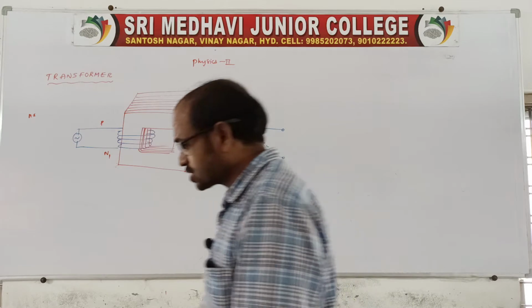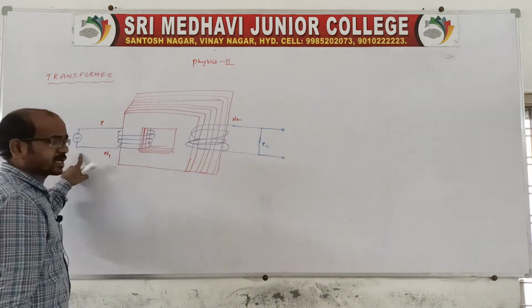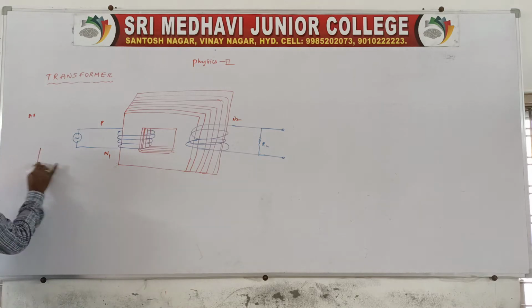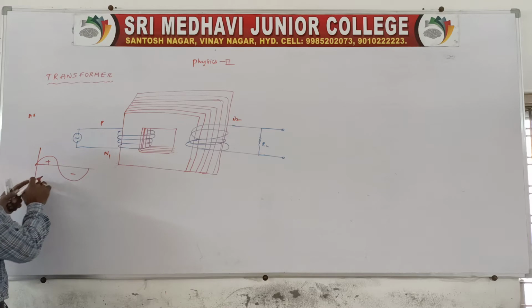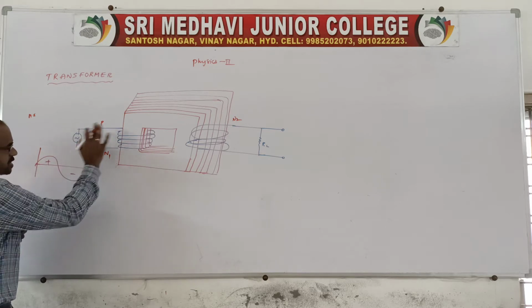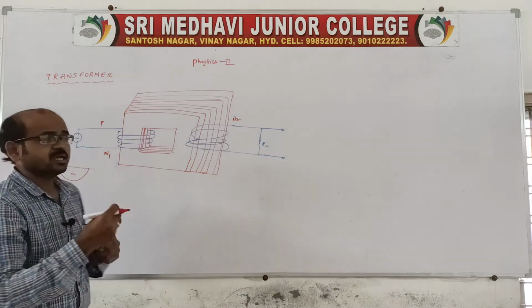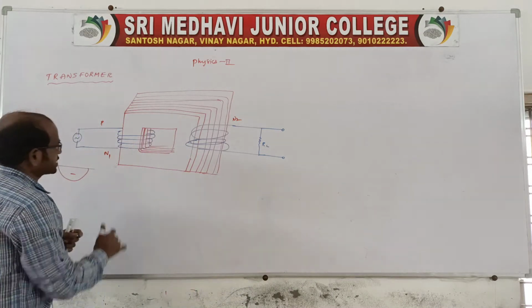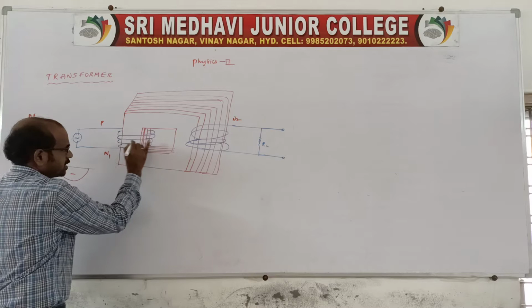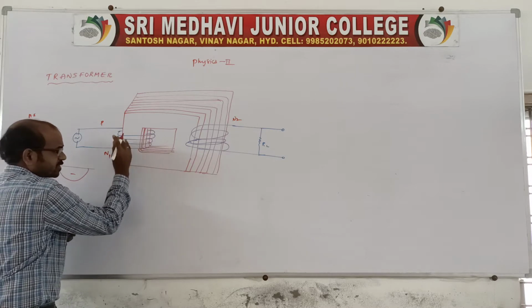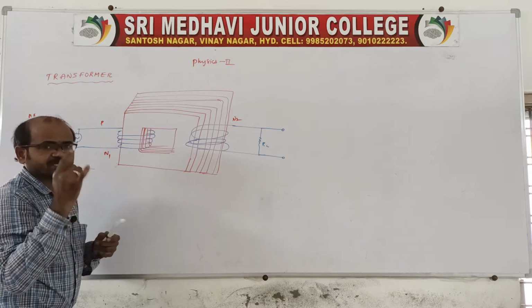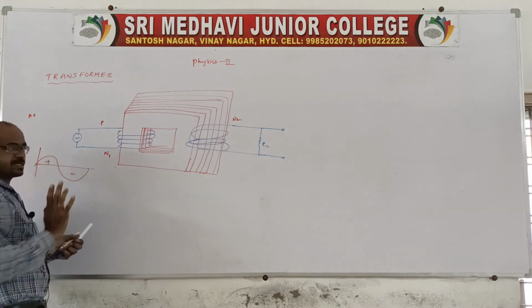Now it works only for AC, alternating currents, not for DC. When an alternating current is applied, it changes sinusoidally, plus and minus. One time a positive current flows, one time a negative current flows. That means the current is alternately changing. When this alternating current flows through the number of turns, a magnetic flux is induced. That is, a change in magnetic flux is induced because of the alternating current.